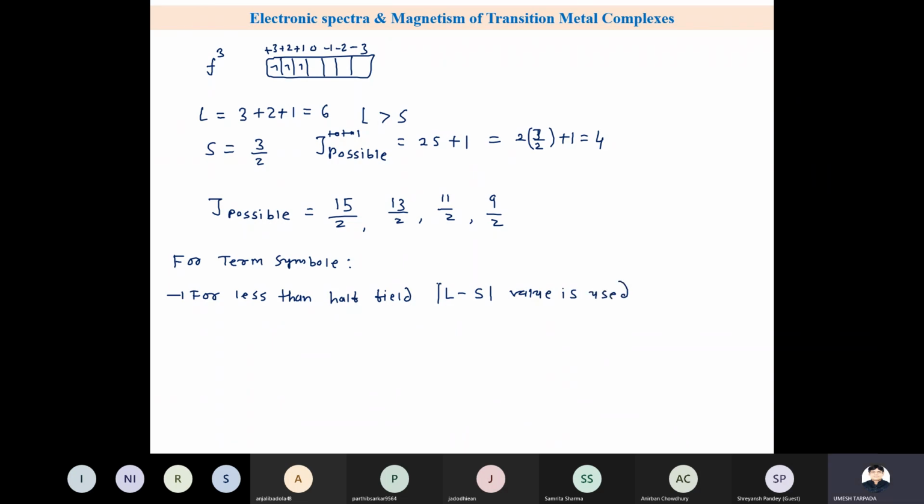Okay, and for more than half fill, or you can say the lowest J value, 15 by 2. The lowest J value is used for less than half fill, and for more than half fill, 15 by 2. Yes sir, we have been doing this from the start. We are doing the same; I just concluded them according to coupling. Okay, we are revising it. For more than half fill, it is L plus S, that is, 15/2, the highest value is used.